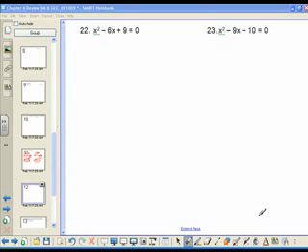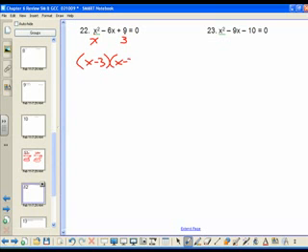So, first we ignore... still equals 0. 3 squared. It's one of our special cases. x minus 3 squared.